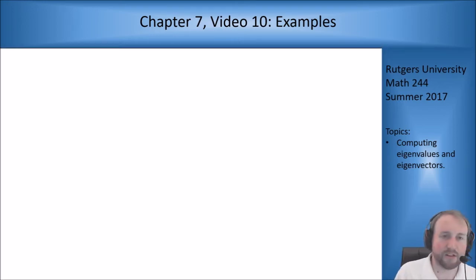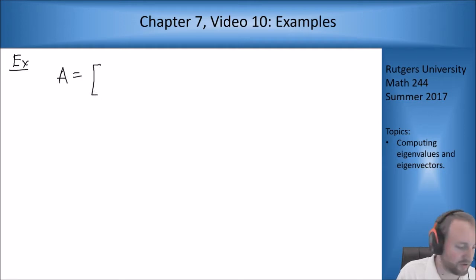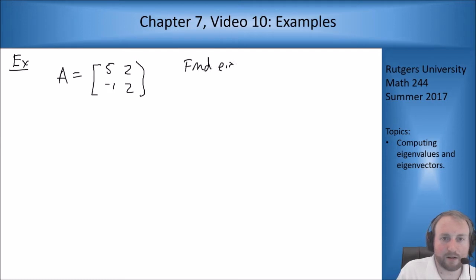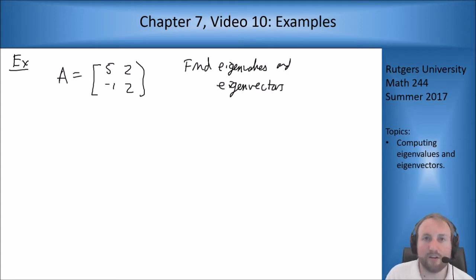So I want to do this for the following matrix. So example. I'm going to let A be the matrix 5, 2, minus 1, 2. And I want to find eigenvalues and eigenvectors. All right, so let's get started. So how do I go about finding these things?